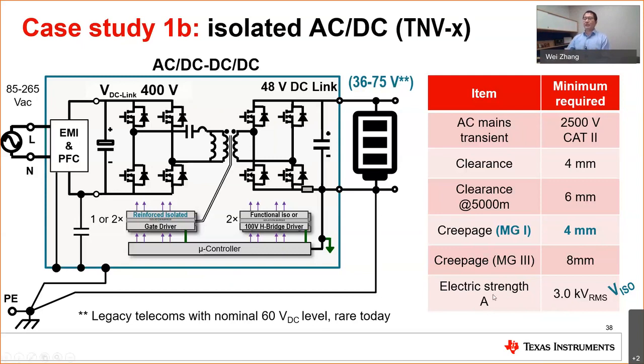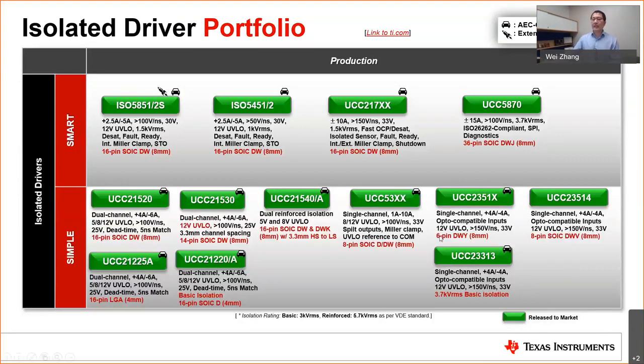So this is one example of why the majority of the popular systems that you see use a wide body 8 millimeter package, and they have to handle 4242 peak, which is 3 kV RMS. And with that, I want to close the presentation with what solutions we have now.